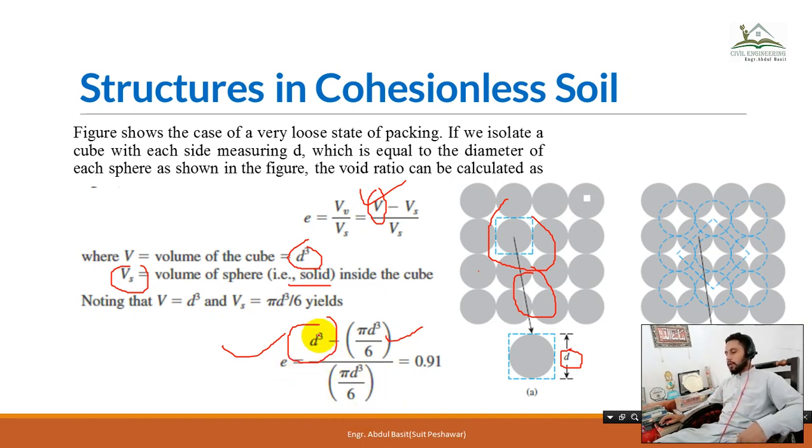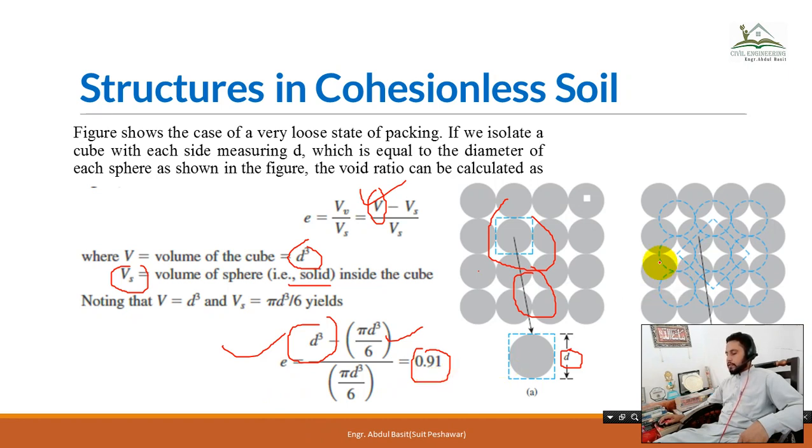So the void ratio from this formula can be determined, as all the values here are given. Then you can find out that for loose soil we have the void ratio 0.91, which is quite a greater value. It's a higher value, so it cannot be neglected.